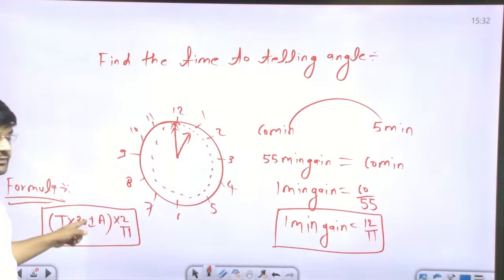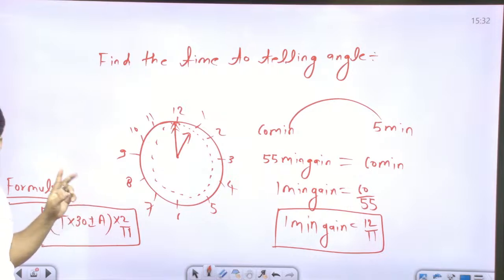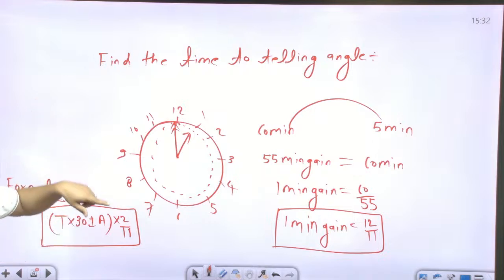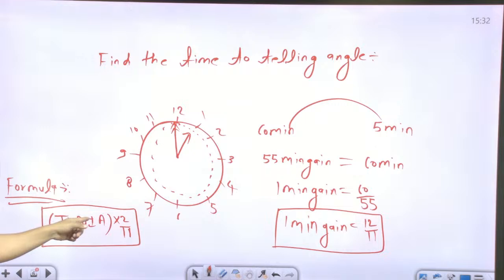T into 30 plus minus, because all the angles become 2 times in every 1 hour. In every hour all the angles become 2 times except 0 and 180 degree, because 0 and 180 degree become only 1 time in every 1 hour. So if the examiner asks for the first time, then we will do minus, and for the second time we will do plus.